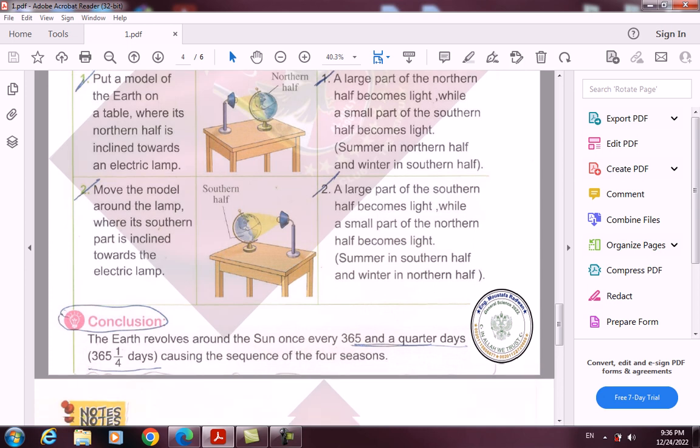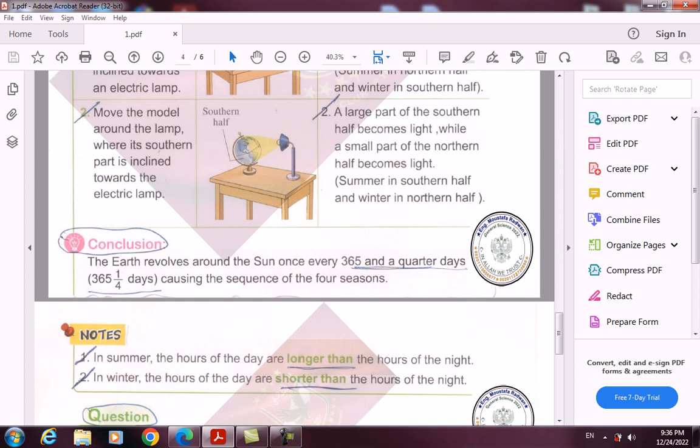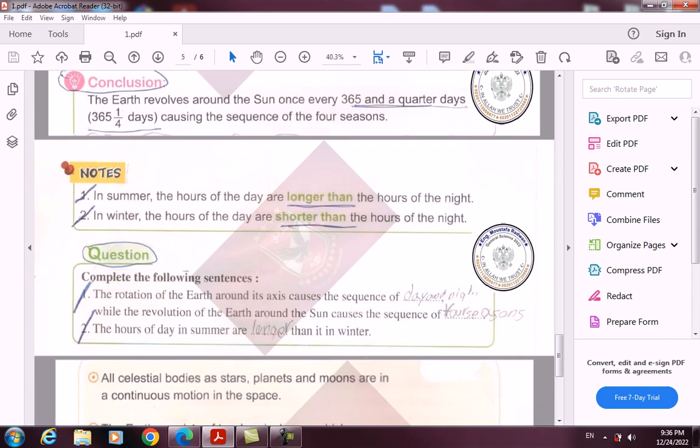So what shall we conclude from that? The conclusion: the earth revolves around the sun once every 365 and a quarter days, causing the sequence of the 4 seasons. And for the notes, in summer the hours of the day are longer than the hours of the night, and it is obvious here. When it comes to summer, the sun stays until 8 p.m., while in winter we find it starts to disappear at 4:35. So in winter the hours of the day are shorter than the hours of the night.